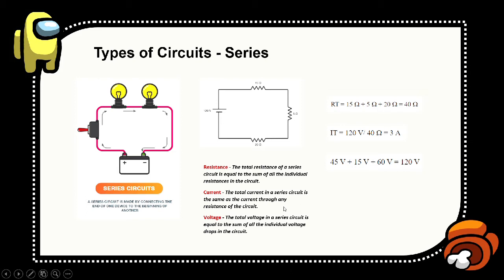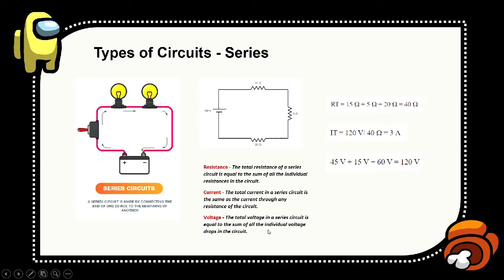Before any current will flow through a resistance, a potential difference or voltage must be available. When resistors are connected in series, they must share the total voltage of the source. So the total voltage in a series circuit is equal to the sum of all individual voltage drops in the circuit.